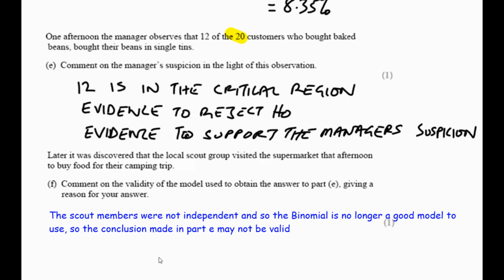Those observed values, those observed customers, lots of them were Scout members or could have been Scout members, and that makes the binomial no longer a valid model. Be careful to be specific when you're responding to these context questions. You need to make sure that you're going to be awarded the credit that you deserve. So a response like I've shown will be worth all your marks.